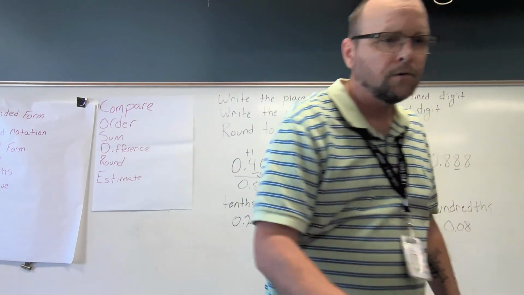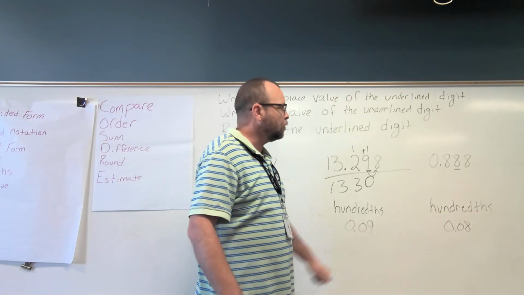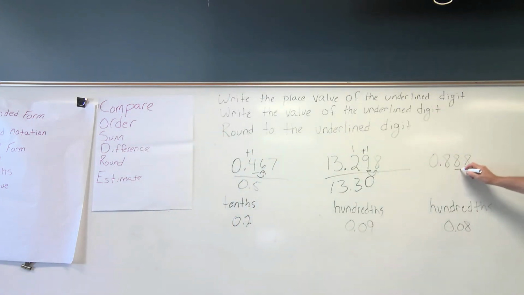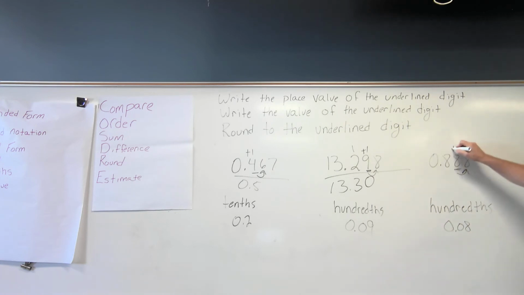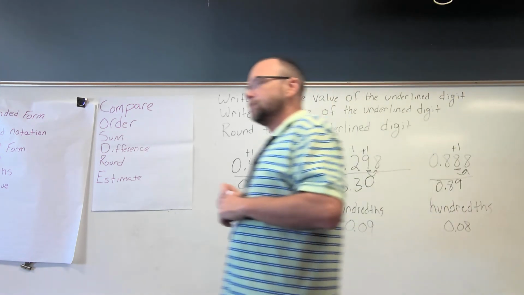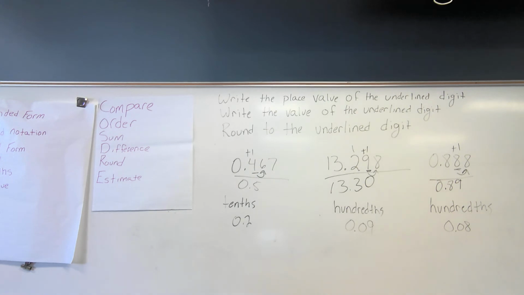Miriam, we're going to round to the underlined place value. So I'm going to round to my 8. I'm either going to add 1 or leave it the same. I look behind it. What am I going to do with that 8, Miriam? Add 1. So now I'm going to have 0 and 89 hundredths.